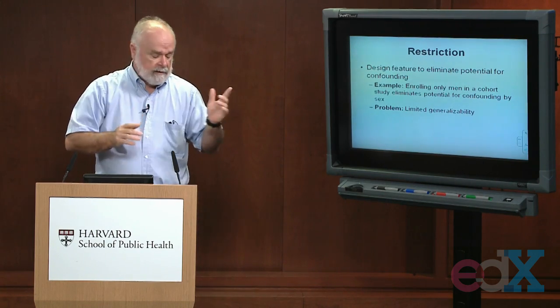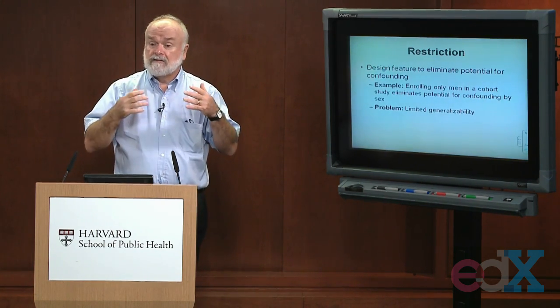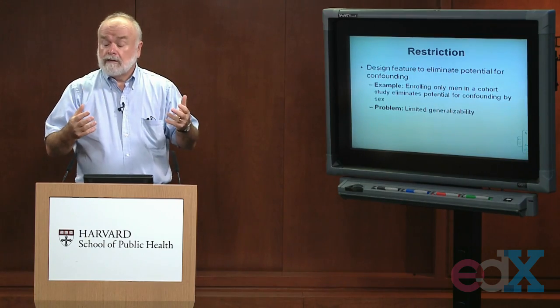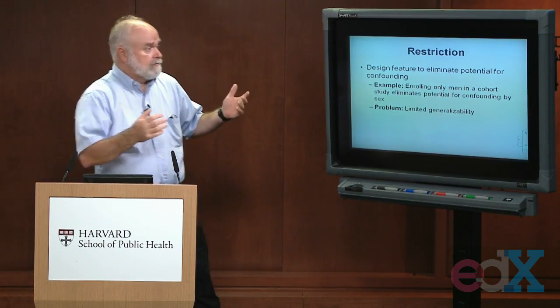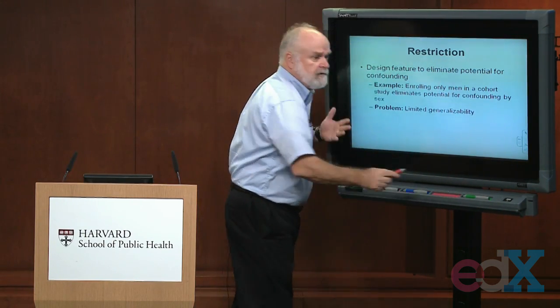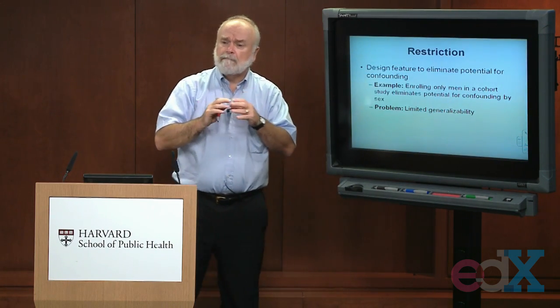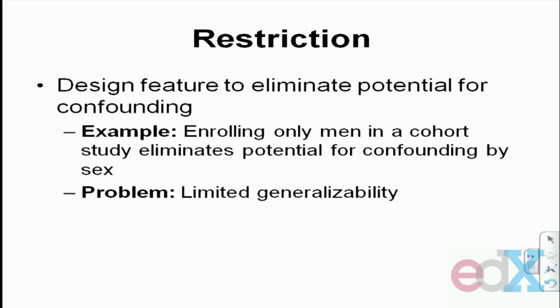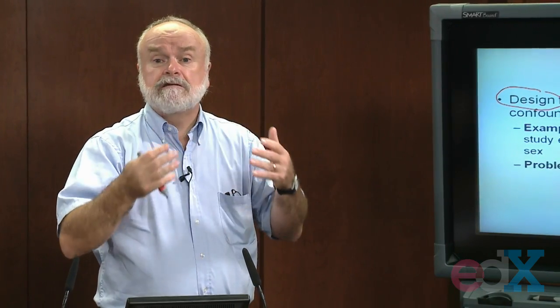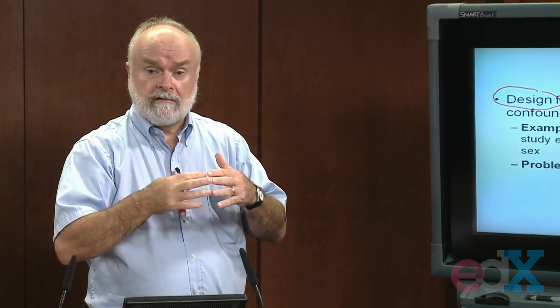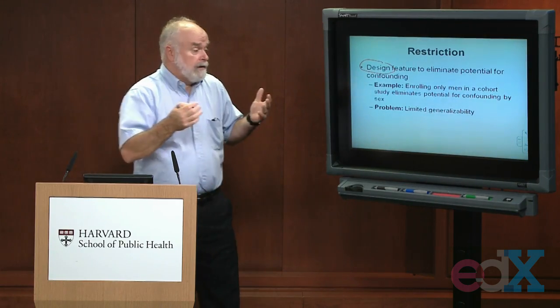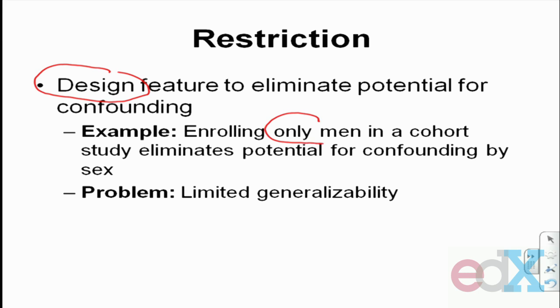We talked about another type of design feature to avoid the potential of confounding. It's restriction. And there are a couple of levels of restriction. Restriction limits the potential for some people being in your study. So it's a feature of the design of a study by which only certain people have a possibility of entering in a study. So in the extreme case, you might restrict your study to only enroll men.